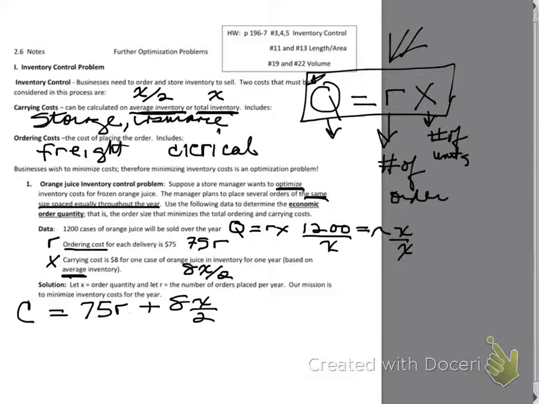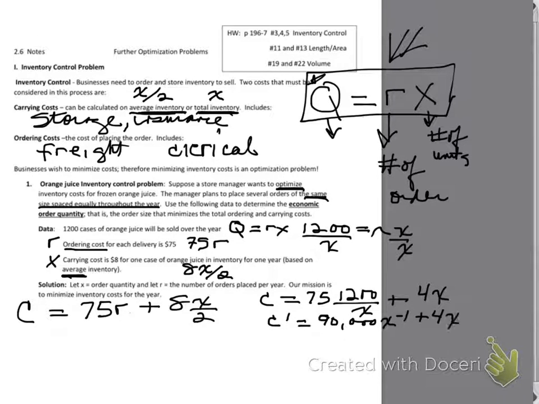So I'm going to write this again. C equals 75 times 1200 over X plus, let's reduce 8X over 2 to 4X. Okay, one more time. C prime equals 75 times 1200 is 90,000. Bring your X up. It's to the negative 1 power plus 4X. Okay, we're going to take this derivative and solve this on the next page.